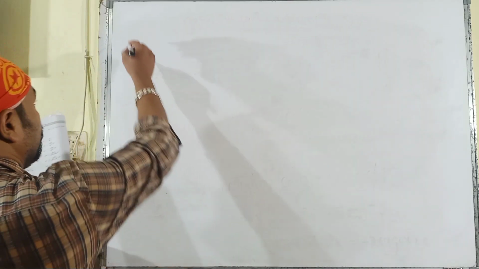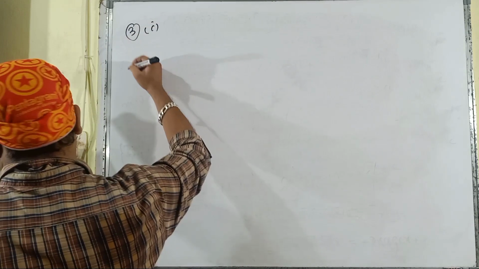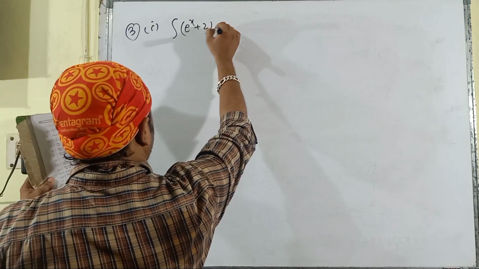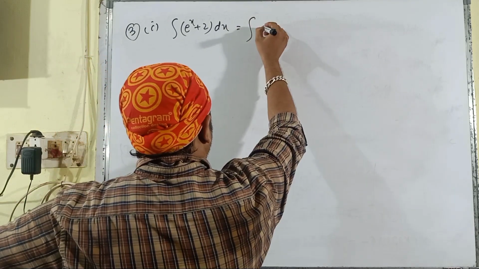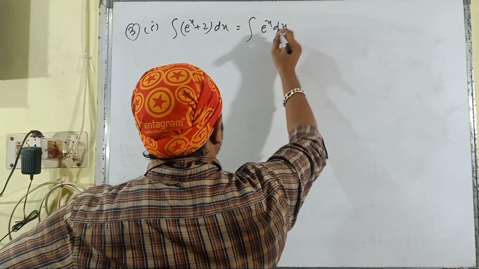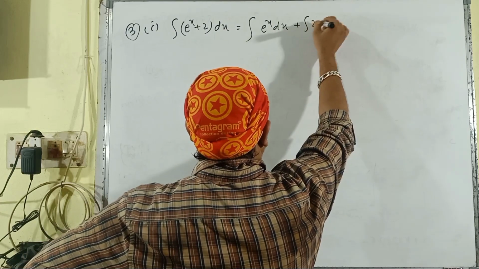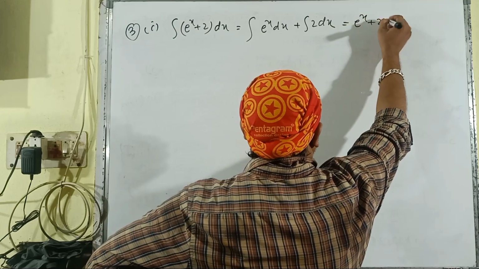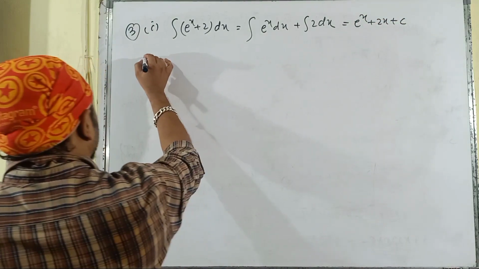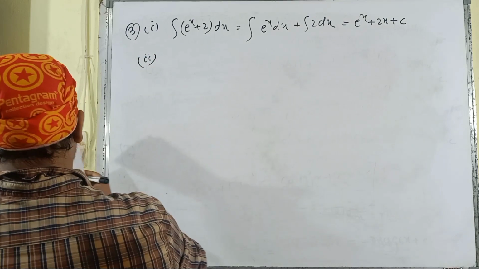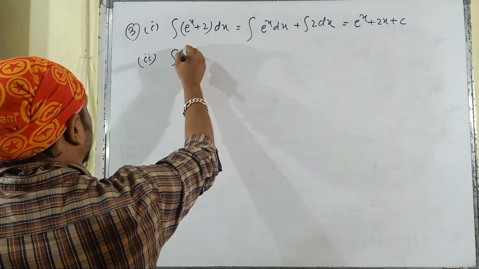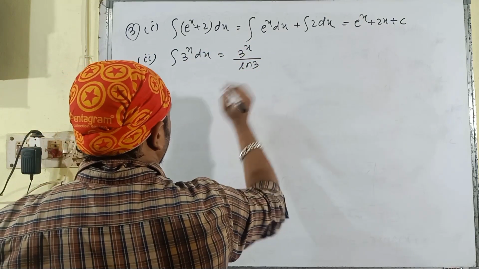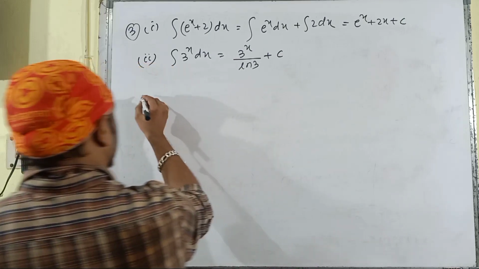Then coming to the number 3, here it is the first bit of number 3, integral of e to the power x plus 2 with respect to x. Applying the algebra of integration here, integral of e to the power x dx plus integral of 2 dx, it will be e to the power x plus 2x plus any constant c. Then moving to the second bit of number 3, it is integral of 3 to the power x dx. It is 3 to the power x divided by ln 3 plus any constant c.